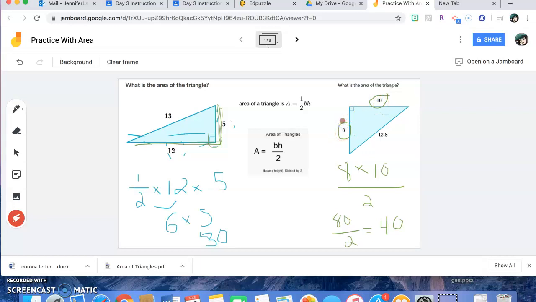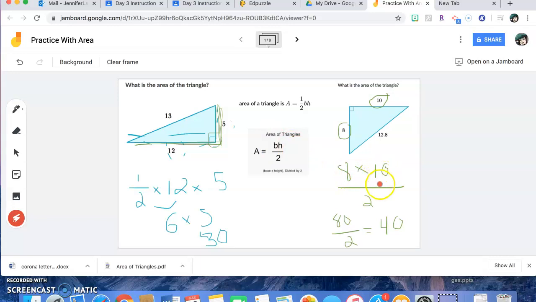It doesn't matter which one I call which, because they're both sides of the triangle. Those are your bases and your heights because those 2 lines are perpendicular to each other. You know that these 2 lines are perpendicular to each other because there is my right angle. That's my 90 degrees.